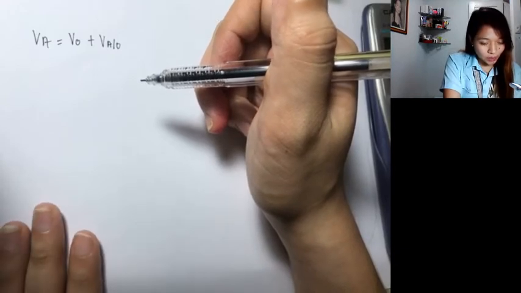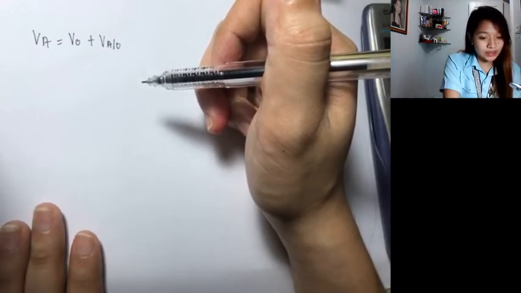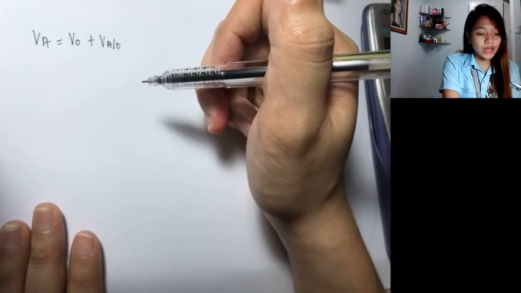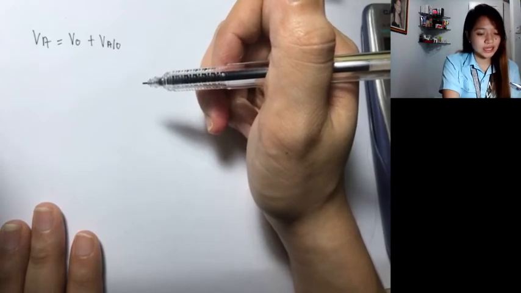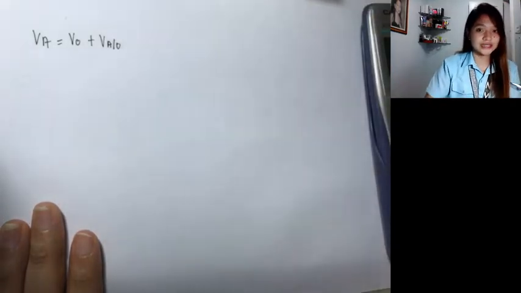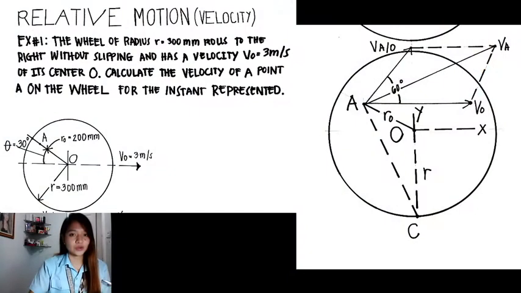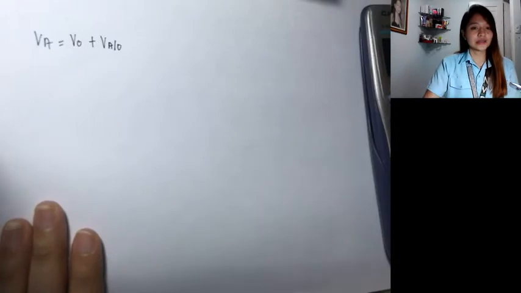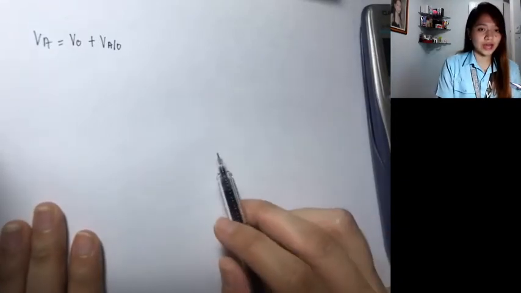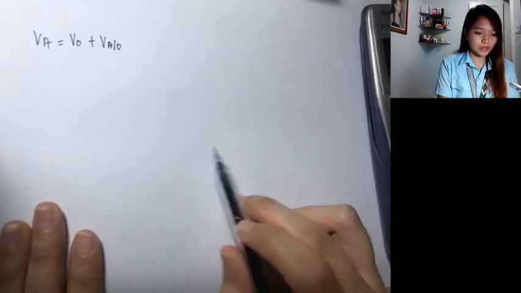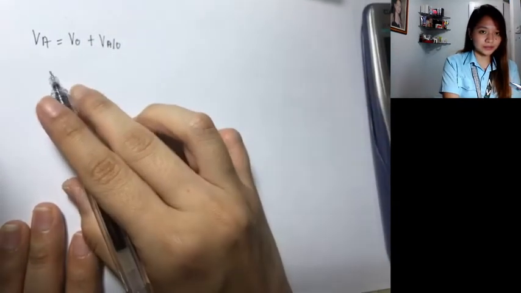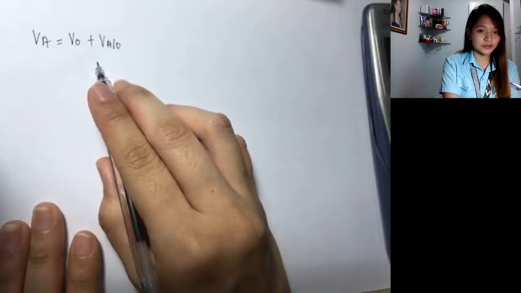The line AO is measured as 200 millimeters, while from point O to C is 300 millimeters. As you can see in this figure once again, the 200 and the 300 millimeters. So let's go back to the solution. We have VA is equal to V sub O plus VA to O.